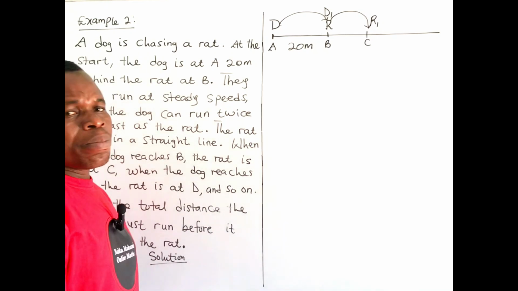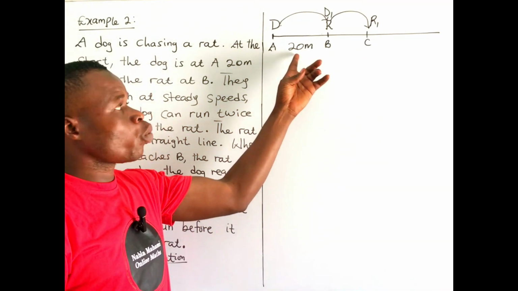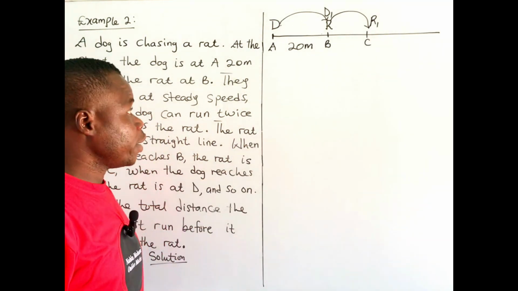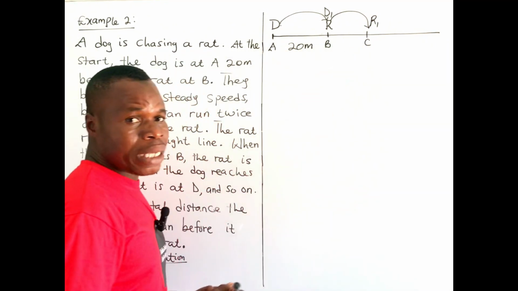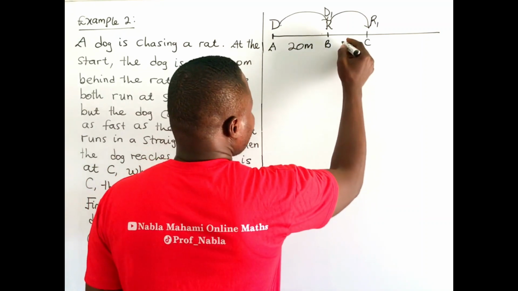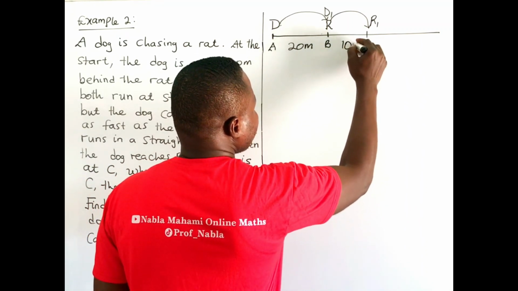So twice means the dog's distance will be half of this particular distance, I mean the initial distance. So we'll just divide 20 by 2 so that the distance will be closer by half. So here will now be 20 over 2, that will be 10 meters.